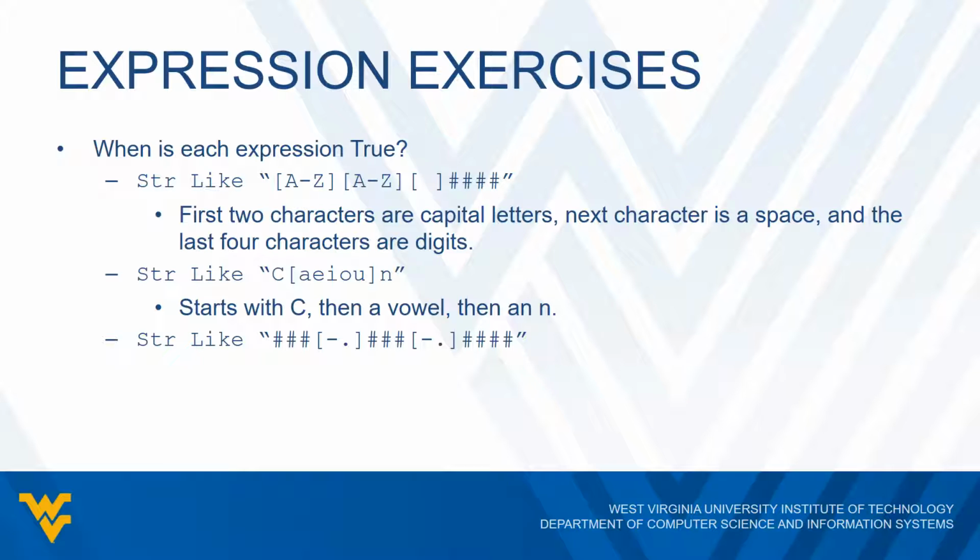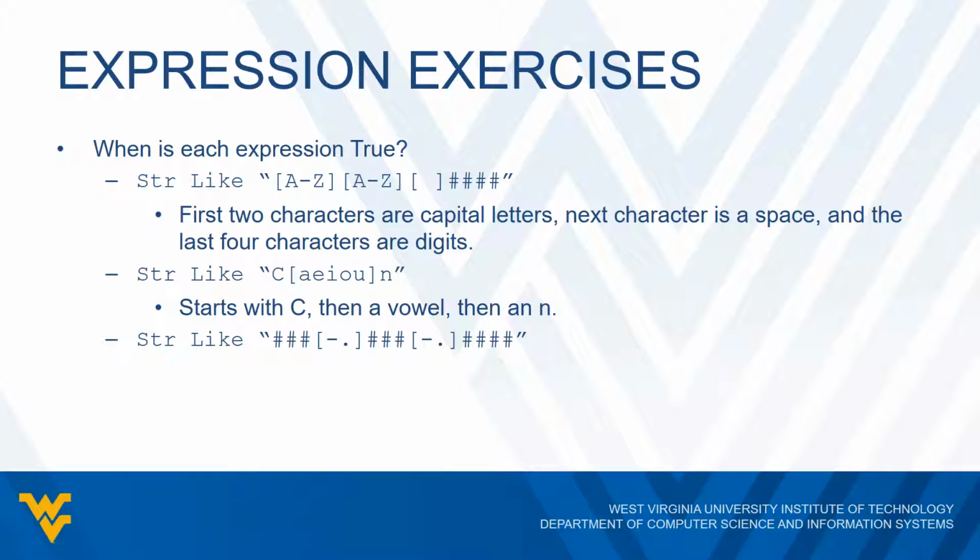Okay, so the 3 pound signs means that we start with 3 digits, and then in square braces we have the dash and a dot. So that means the next character can be either a dash or a dot. It has to be one or the other. And then the next 3 characters have to be pound signs, meaning digits. And then we have the square braces with a dash and a dot, so it has to be a dash or a dot. And then finally we have 4 more digits.